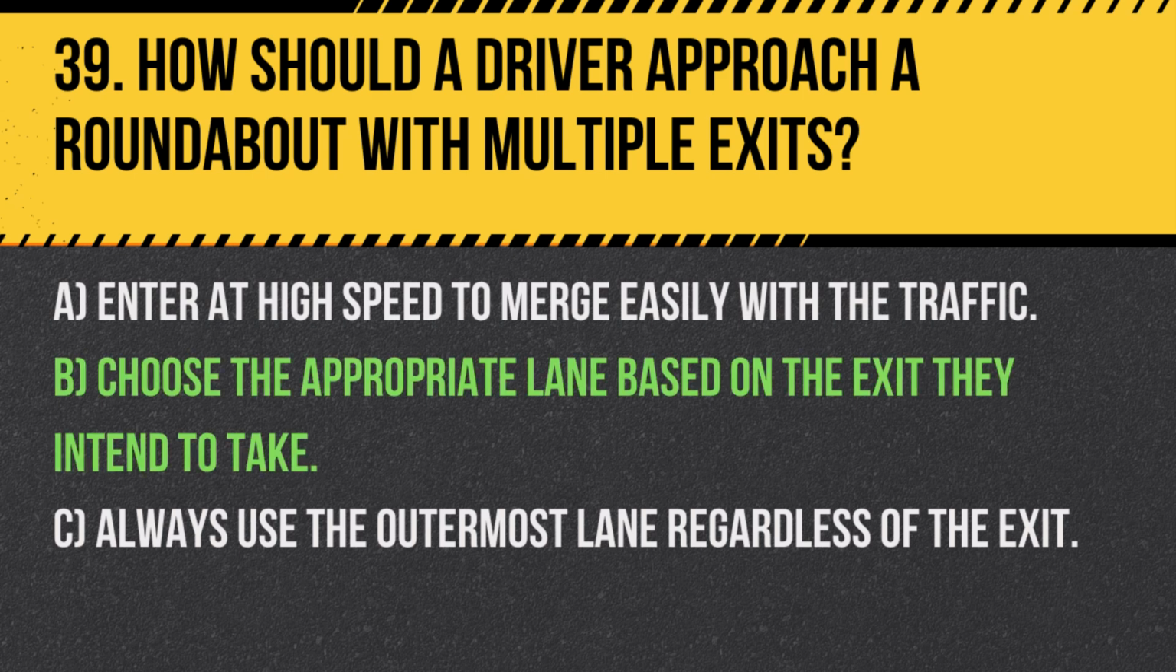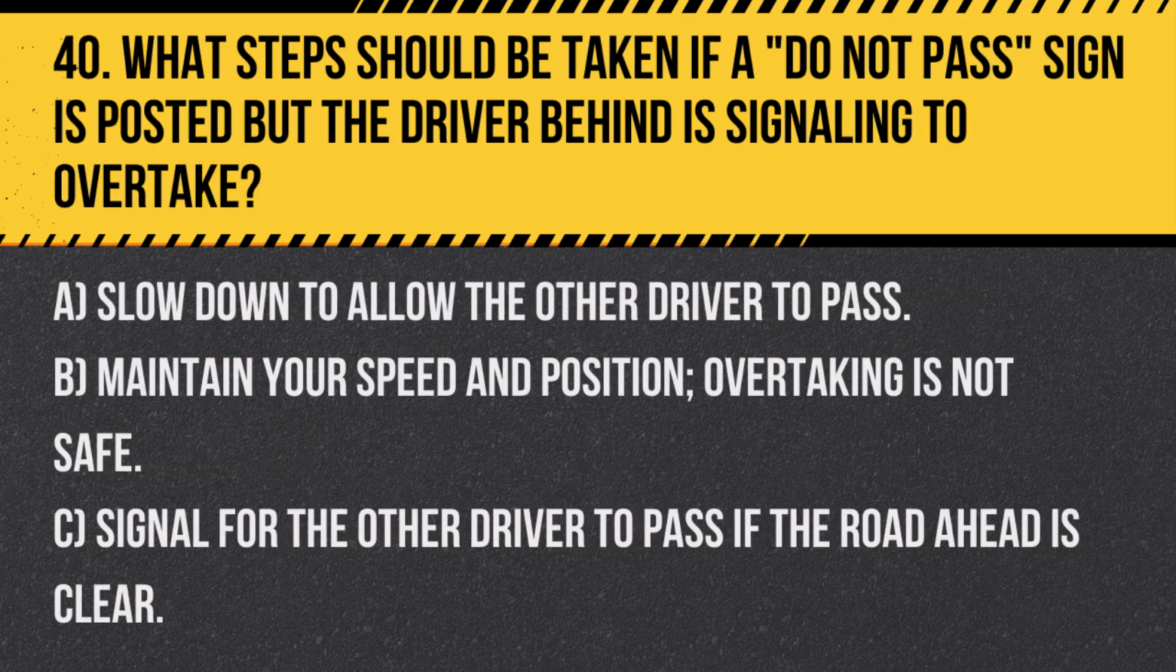Answer: B. Choose the appropriate lane based on the exit they intend to take. Proper lane selection is crucial for navigating roundabouts safely. Question 40. What steps should be taken if a do not pass sign is posted, but the driver behind is signaling to overtake? A. Slow down to allow the other driver to pass. B. Maintain your speed and position. Overtaking is not safe. C. Signal for the other driver to pass if the road ahead is clear.